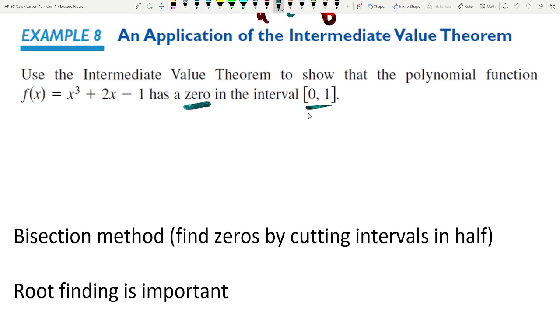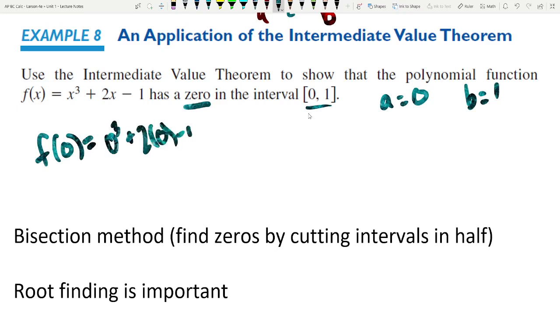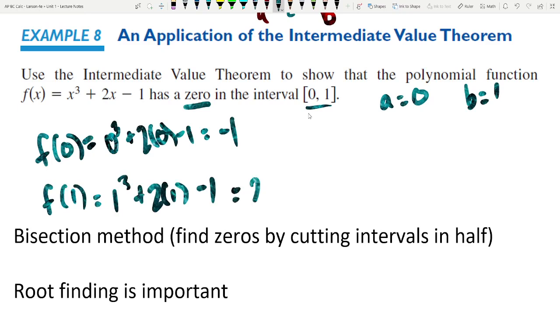So first, we need to establish what our f of a and f of b are, because we know that a is 0, right, and then b is 1, because that's the interval that we're given, and a and b are x values. Now, f of 0, what is that going to be? We'll just plug it in. So we got 0 cubed plus 2 times 0 minus 1, and that's a negative 1. Lovely. We love that that is a negative number. Hopefully, f of 1 gives us a positive number. So we get 1 cubed plus 2 times 1 minus 1, and we do indeed get a positive number.